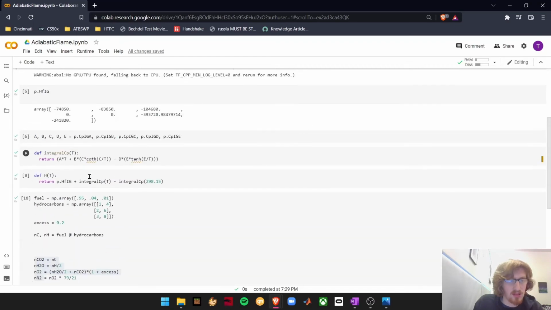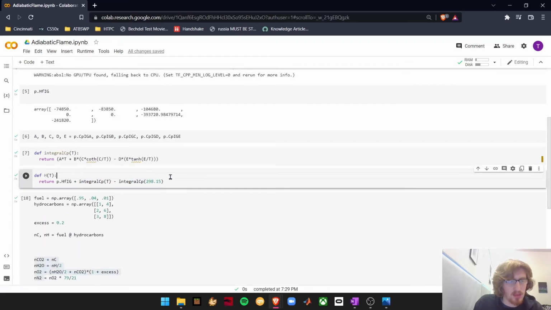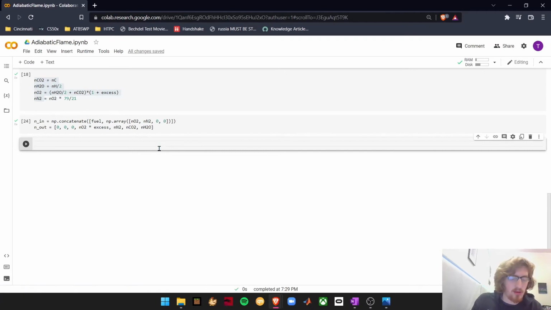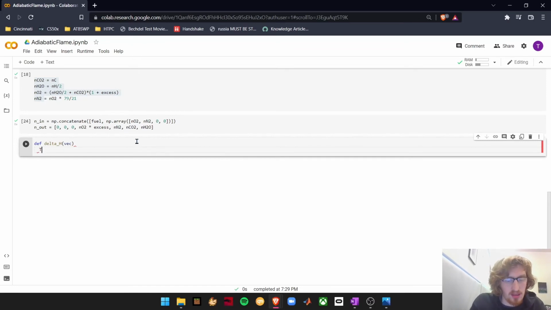So now we basically just need to use this function right here with these values and determine the enthalpy of reaction. So now we're on the home stretch. We need to make one more equation. And we'll call this the delta H equation. And we're going to input this as a vector so we can use the root function later on to solve for the actual output temperature of the flame. And in this, we're going to say that the temperature is going to be equal to the first index of our vector.